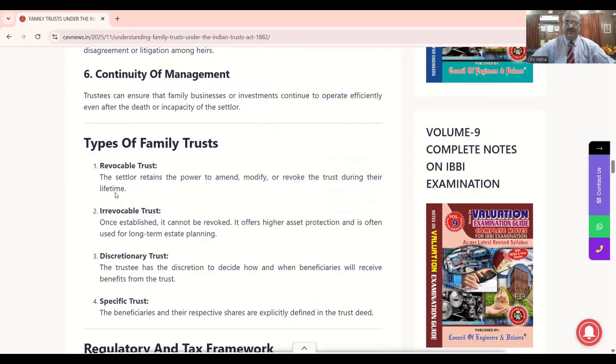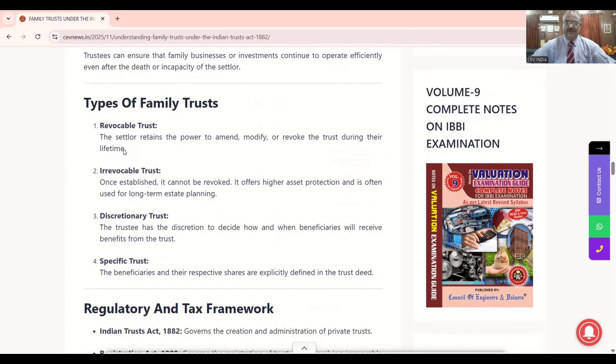नेक्स्ट, स्पेसिफिक ट्रस्ट. The beneficiaries and respective shares are explicitly defined in the trust deed. इसमें स्पेसिफिकली ट्रस्ट डीड में लिखा होता है कि किस पर्पस के लिए है और किस लिए बनाई गई.